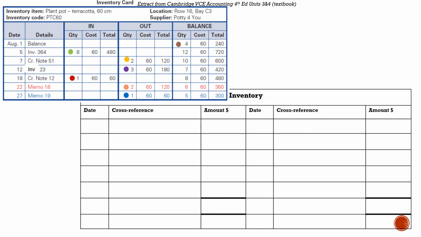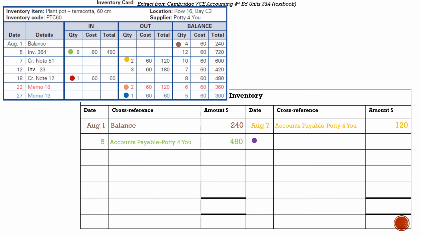So this is how the inventory account will look like after all the movements have been posted for the period. We start off with the balance on the 1st of August, and here we can see that we had a balance of $240 worth of inventory at the start of the month. We record this on the debit side because inventory is an asset to the business. On 5th of August, there was a purchase of inventory which we record on the debit side. On 7th of August, 2 units were returned to the supplier. This decrease is recorded on the credit side.